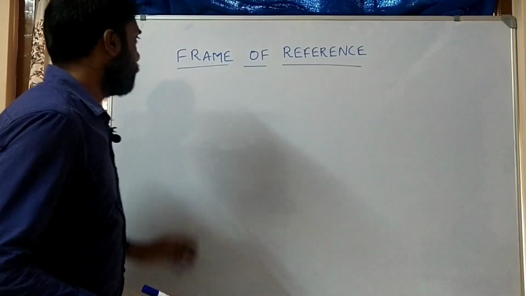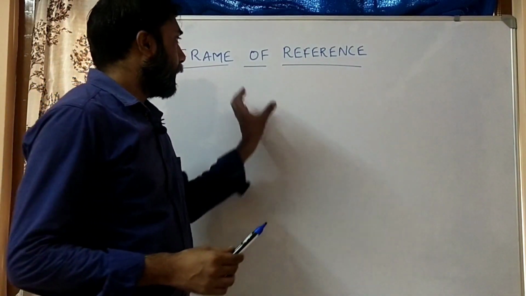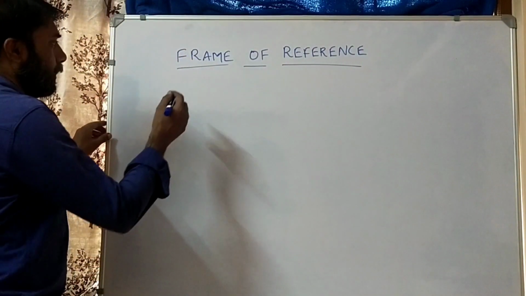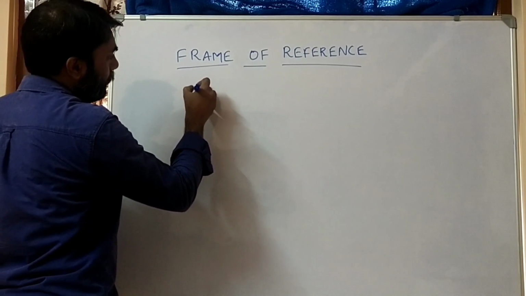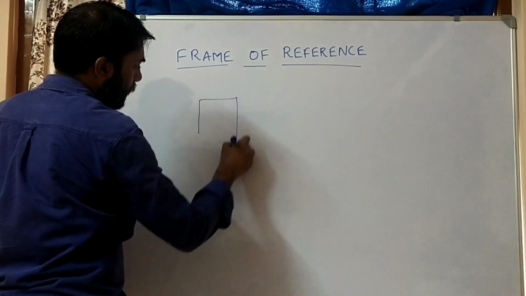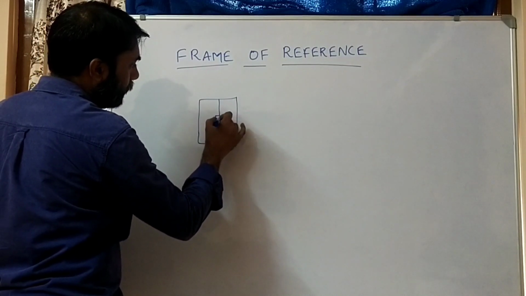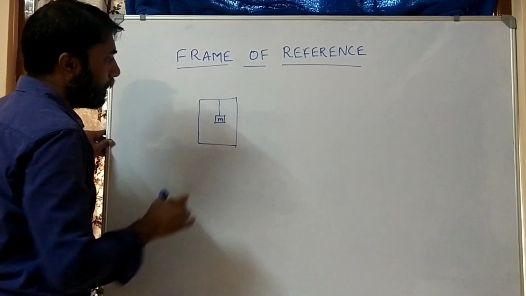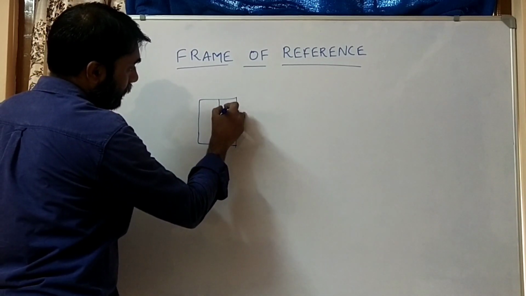Hi everyone, today's topic is frame of reference. That is a very important topic in kinematics, and we'll see how important it is using Newton's second law of motion. Say a lift is there, a mass has been hung, and say the mass is m, and here the string has a tension, take it as T.